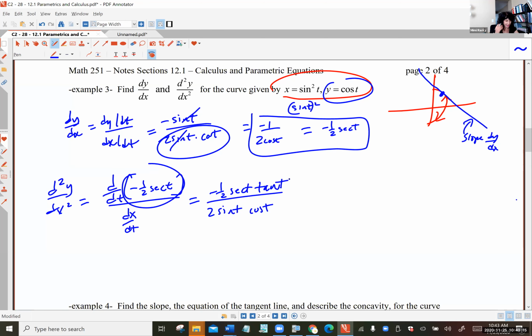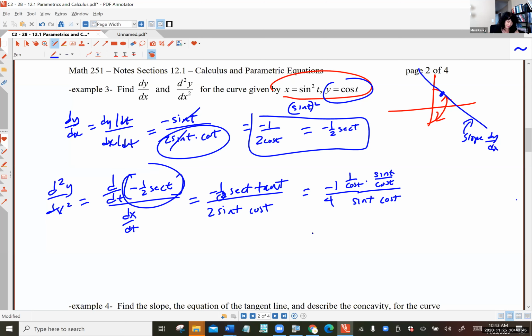Oh, yeah. Now, you could go, well, this is the final answer. But it turns out, if you want it to look a little bit sweeter, this 2, you can bring it down. So you have negative 1 over 4. Secant is 1 over cos. Tangent is sine over cos. And then you've got sine cos. Does any of this help? It looks like it's just getting worse.